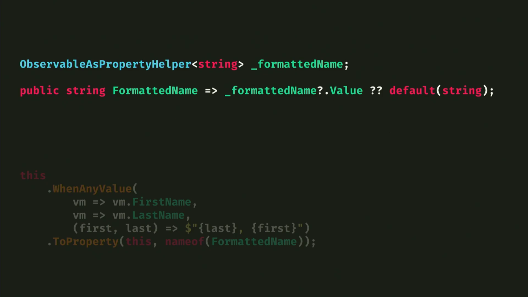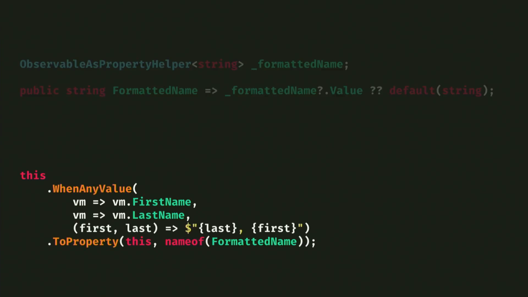But what we could do with this is just create this new property, ObservableAsPropertyHelper. You'll see that it's got just a value that we assign to it. It's sort of a read-only property. And then what we could do inside of our view model is start to use those reactive extensions to bring this data together, right?